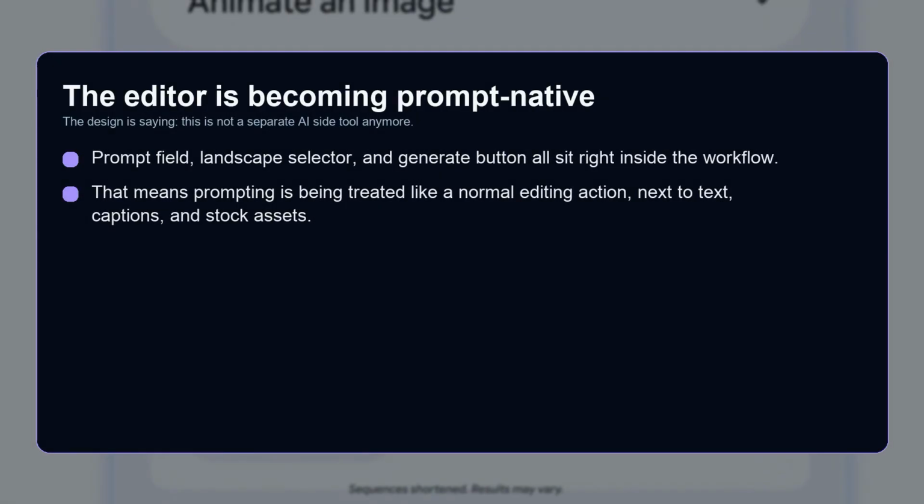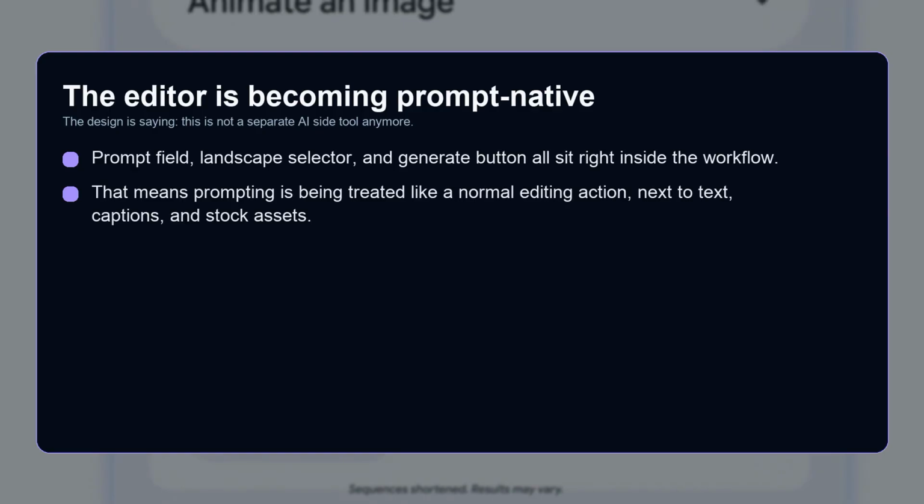Look at the middle of the clip, and you can see exactly how they want users to think. The prompt field is right there. The aspect ratio is right there. The generate button is right there. Then you get a visible generation state. And right after that, the result can be inserted into the timeline. That is a very deliberate design message. Prompting is no longer a side quest. It is becoming a normal editing action, right next to stock assets, captions, and text.